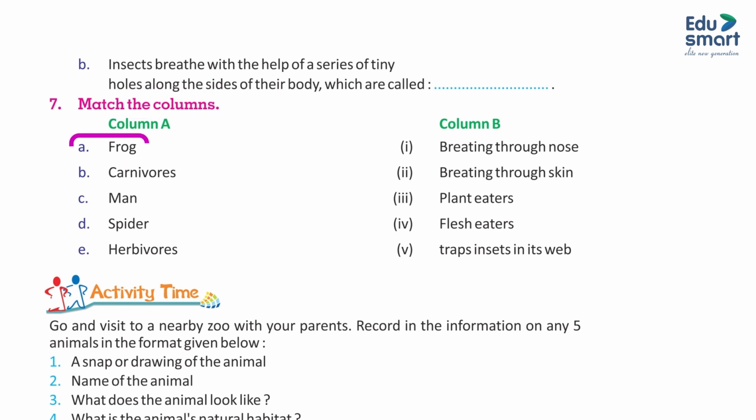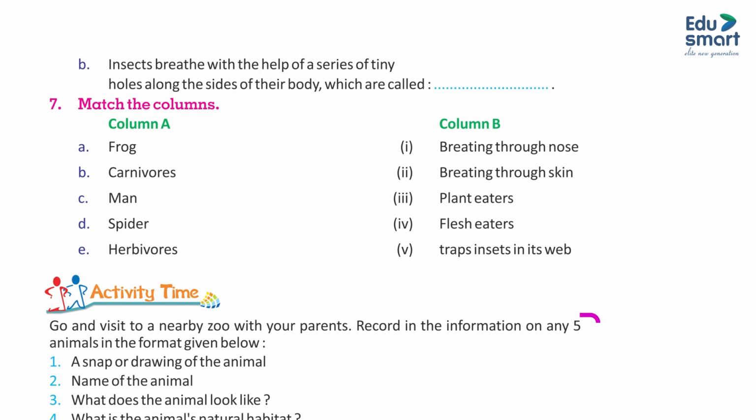Column A. A. Frog. B. Carnivorous. C. Man. D. Spider. E. Herbivores. Column B. 1. Breathing through nose. 2. Breathing through skin. 3. Plant eaters. 4. Flesh eaters. 5. Traps insects in its web.